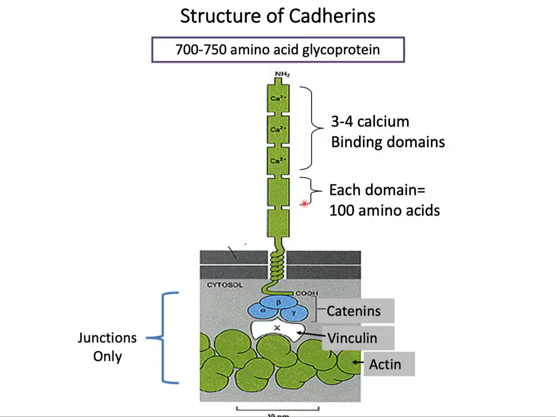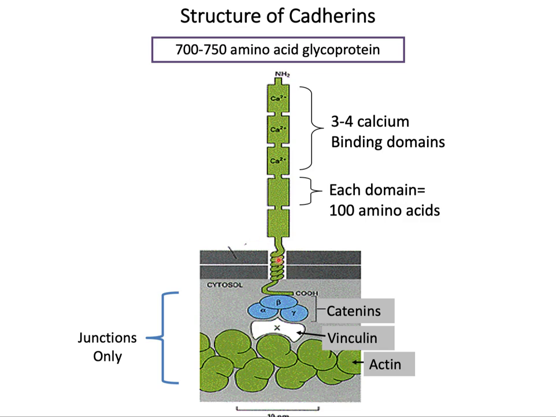So this is the general structure of cadherin. They are glycoproteins made up of between 700 and 750 amino acids. They have five interesting domains in the extracellular space, shown here, and each of these domains is about 100 amino acids. Three or four of these domains are often able to bind calcium. And so the binding of calcium is really important in the function of cadherins.